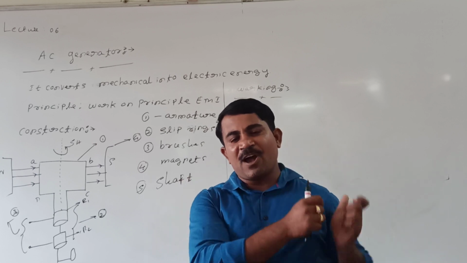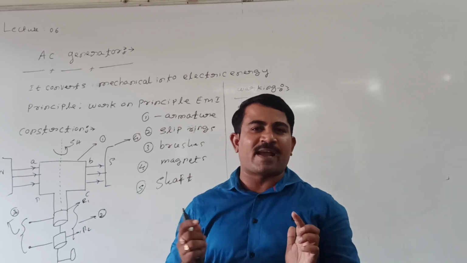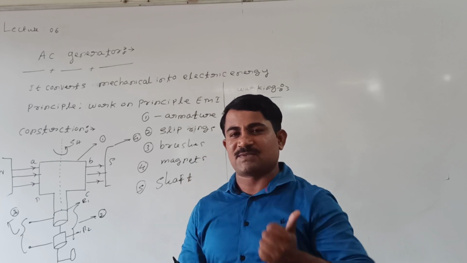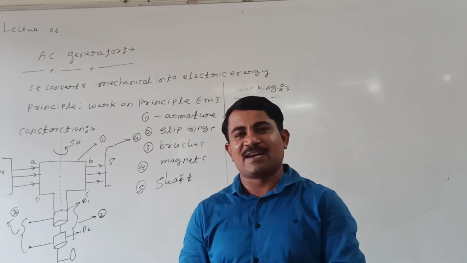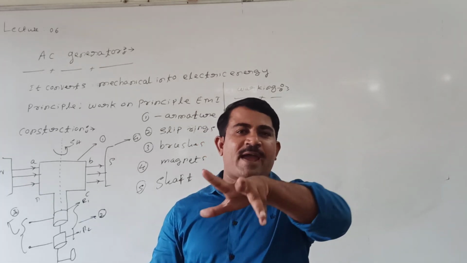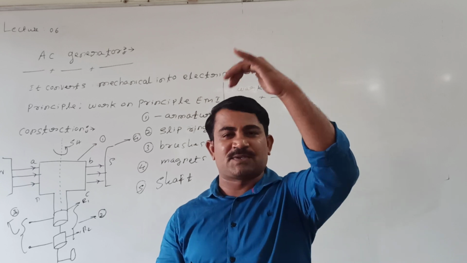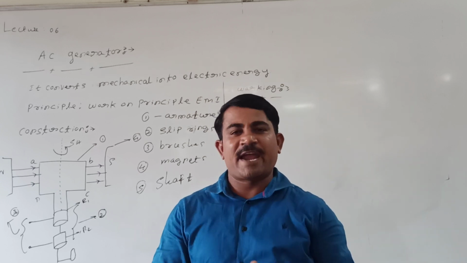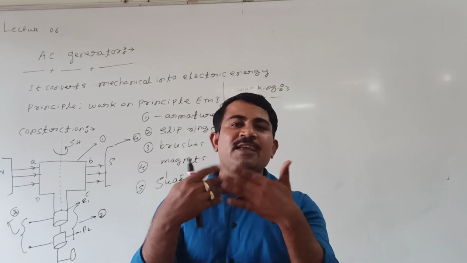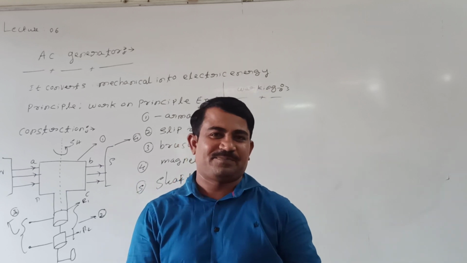Then during the second half rotation of the coil, again the EMF increases from 0 to maximum in the reverse direction and again becomes 0. I mean, during half rotation the current, I mean the EMF, increases from 0 to maximum and becomes 0. And during the second half rotation, again EMF and current are induced in the reverse direction and again become 0.